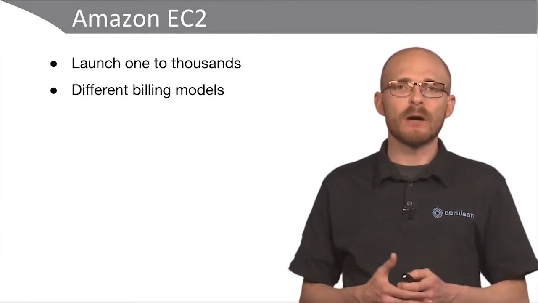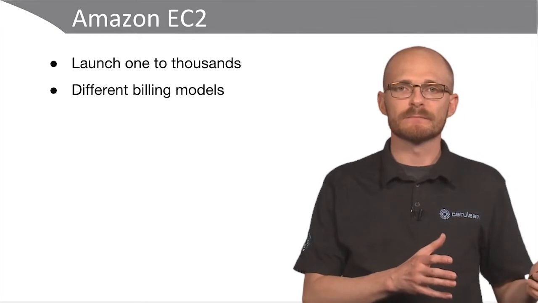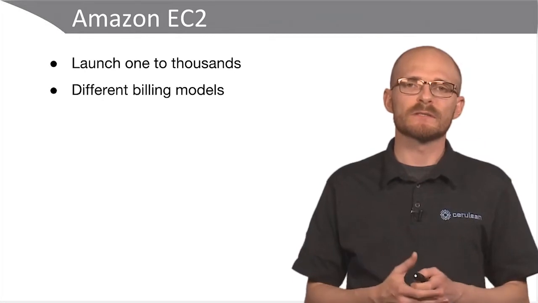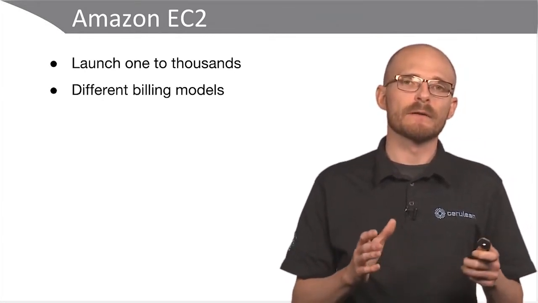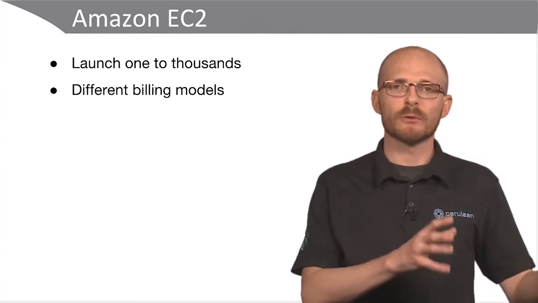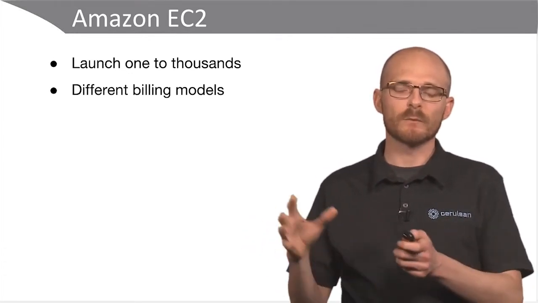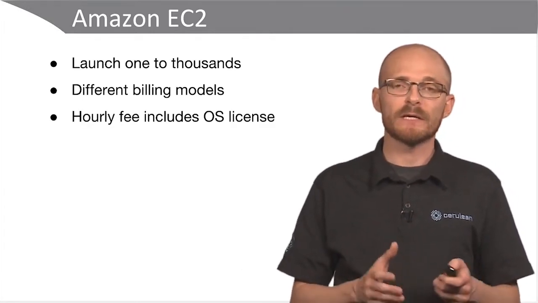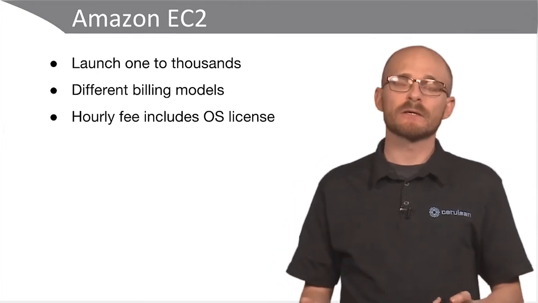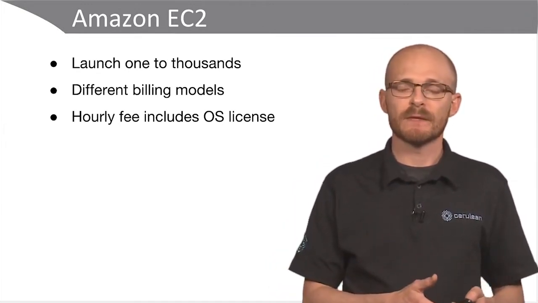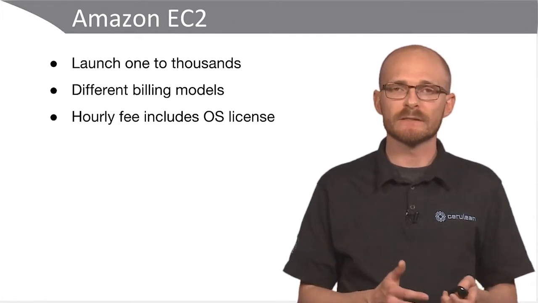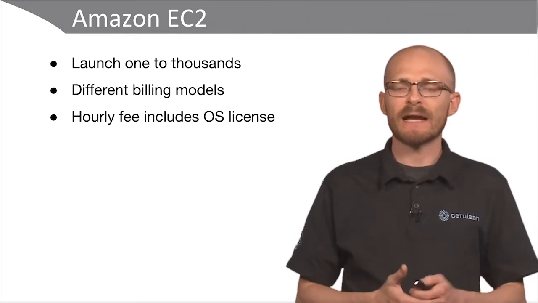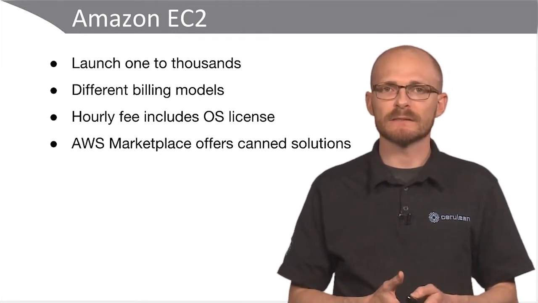Now, there are different billing models to fit our needs. We have on-demand, we have reserved instances, we have the spot market, and we will discuss those in more detail later on. But the different billing models just allow us to tailor the way that we spend money according to how we're actually using those machines. Now, keep in mind that the hourly fee does include the license for the operating system. There are opportunities to bring your own license if you already have them, but for the most part, with most billing options, that hourly fee does include the operating system license.